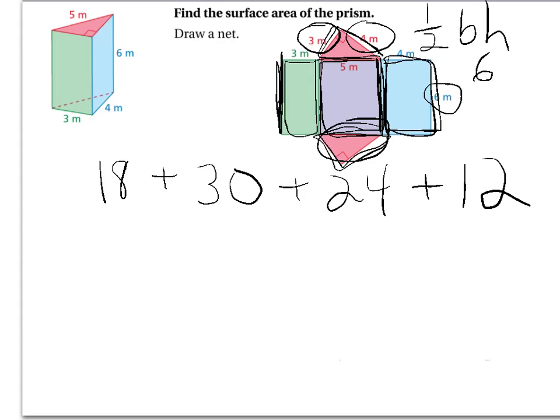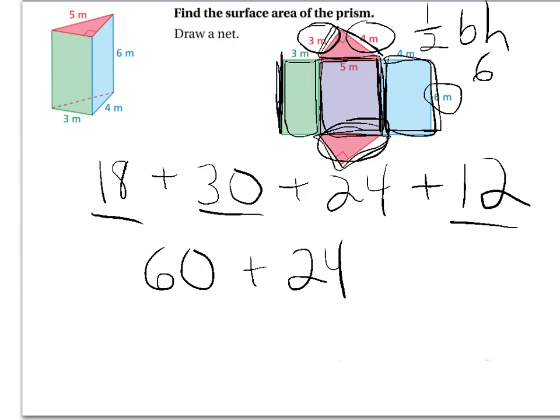So I got to add all these up. 18 and 12 is 30. I'm going to add 30 more is 60, if you are following that. And I'm going to add the 24 now, and I will get 84.